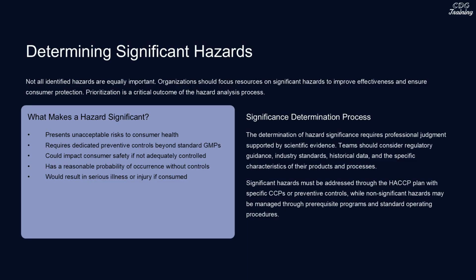The determination of hazard significance requires professional judgment supported by scientific evidence. Teams should consider regulatory guidance, industry standards, historical data, and scientific research to determine the significance of their products and processes. Significant hazards must be addressed through the HACCP plan with specific CCPs or preventive controls, while non-significant hazards may be managed through prerequisite programs and standard operating procedures.